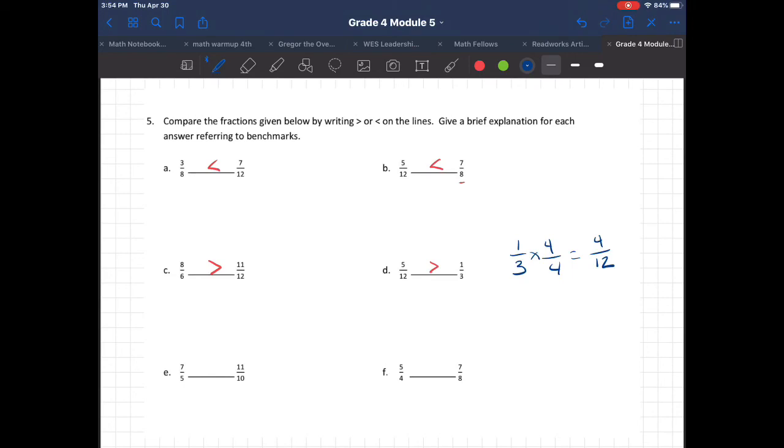Okay, 7/5, that is more than 1, because 5/5 would be 1. This is also more than 1. So this is 2/5 more than 1, and this is 1/10 more than 1. We know fifths are bigger than tenths, and we've got 2 of them. So this one's got to be bigger. 5/4 is more than 1, because 4/4 is 1. 7/8 is almost 1. So 5/4 is greater.